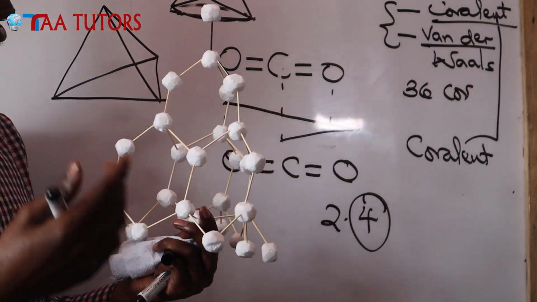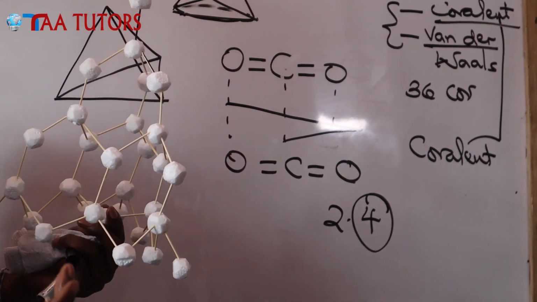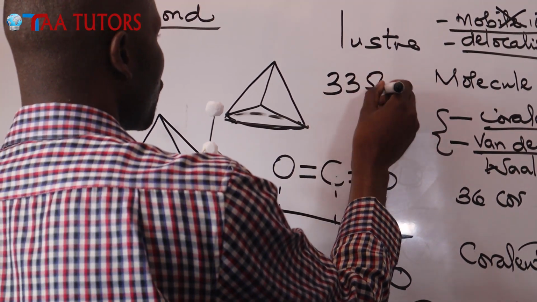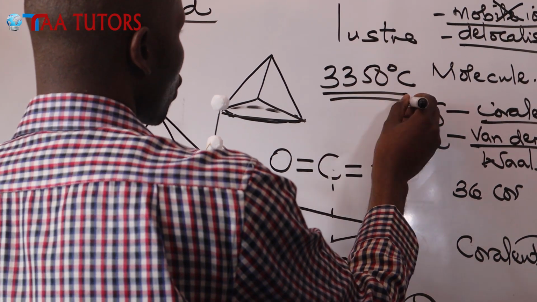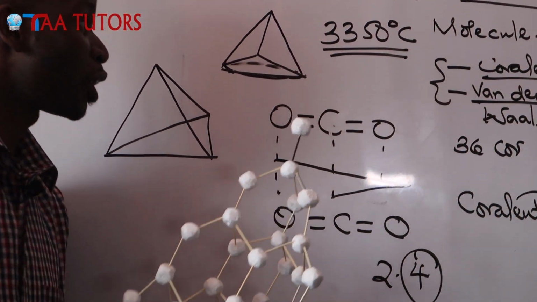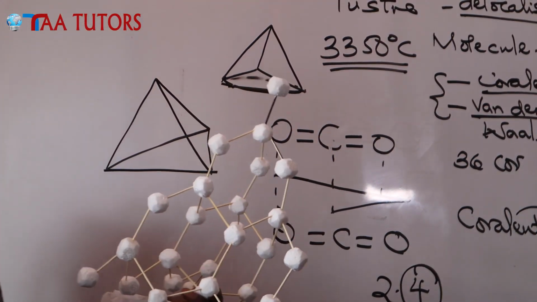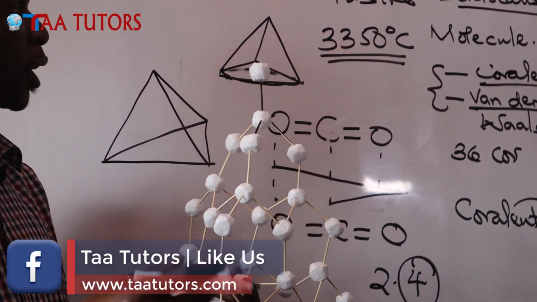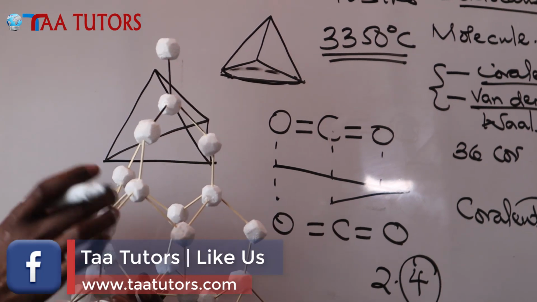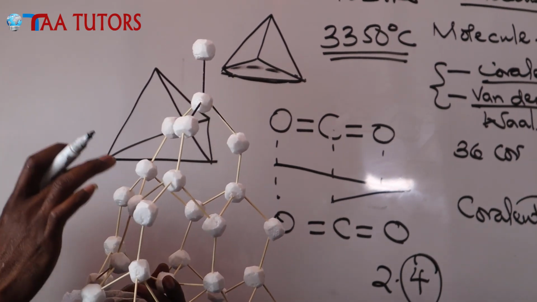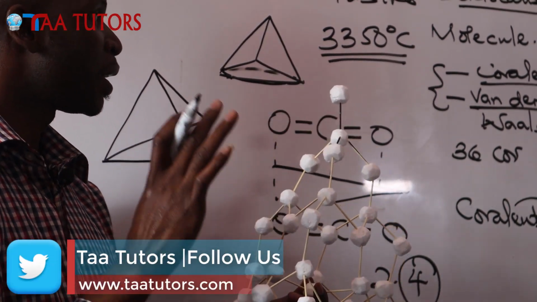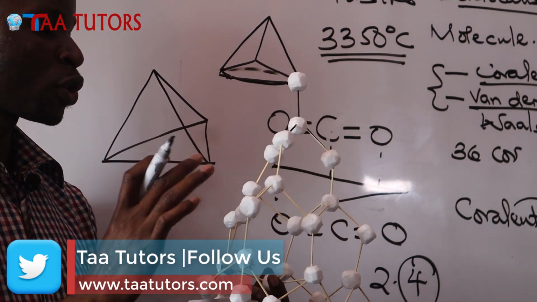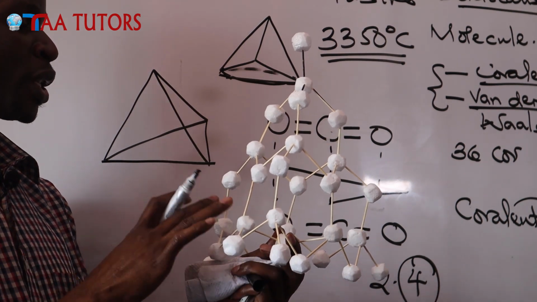Now, if I talk about melting point, we have said diamond is one of the things with a very high melting point, around 3,350 degrees Celsius. At home, we boil water at 100 degrees Celsius. You can imagine what 3,350 degrees Celsius is. That is due to the fact that the atoms in diamond are held using very strong covalent bonds, and there is a network of those covalent bonds in this particular structure.